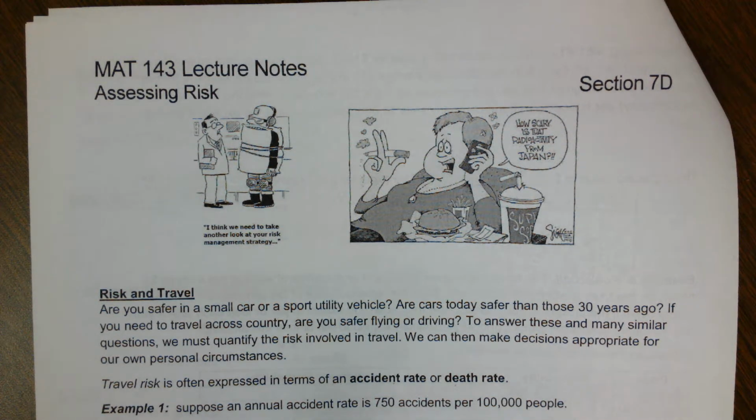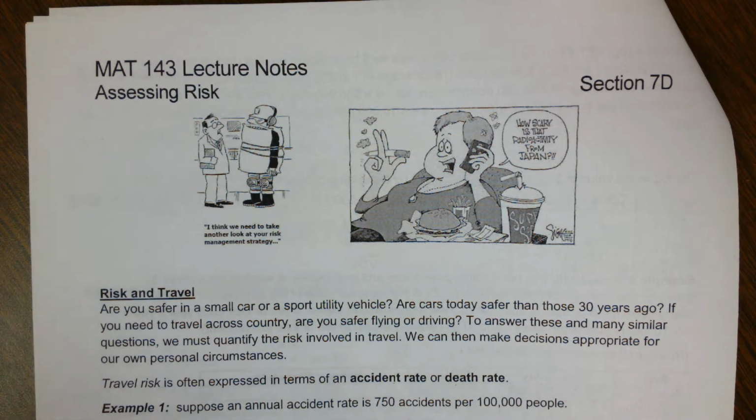For 7D, we're going to talk about assessing risk. We're going to do what insurance companies and a lot of people do when they look at the empirical probability of things, how things actually happened in the past, and use that to predict what's going to happen in the future and help make decisions. But they can also take what happened in smaller populations and say, if that happened here, I can assume we have the same probability for this population. So we're going to use that to help us make some decisions.